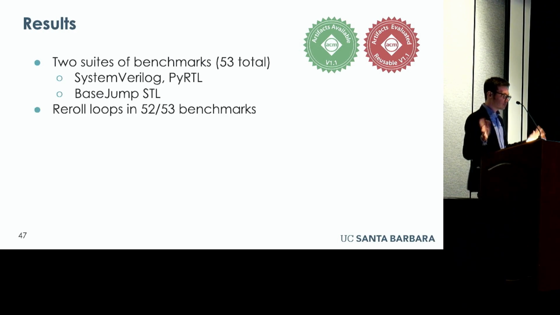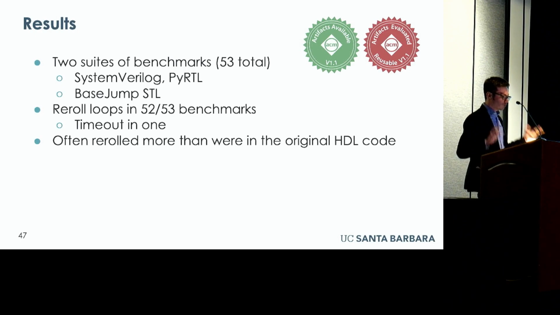To summarize, we re-rolled loops in 52 out of 53 of these netlist benchmarks. We had a timeout in one of them, which was the largest benchmark in our suite. And we often found that we re-rolled more loops than were in the original source code. There's a couple reasons for this. I'd be happy to answer any questions about that, and the details are in the paper, but I don't want to take too much time.